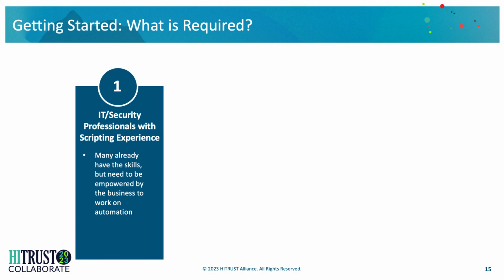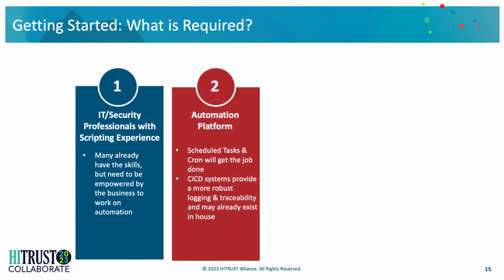You already have the automation platform. At a very basic level, you've got a Windows server, you've got a Linux server, you've got scheduled tasks, you've got cron processes, you've got all of this already in place. You don't need anything fancy. No additional software required. But you do need to start small. Start simple. Start with the things that will get you the most bang for your buck.